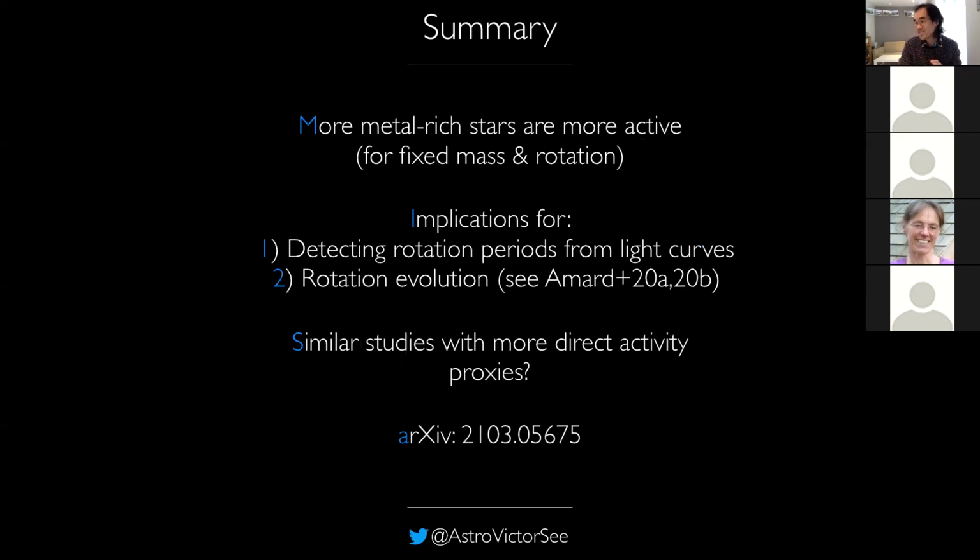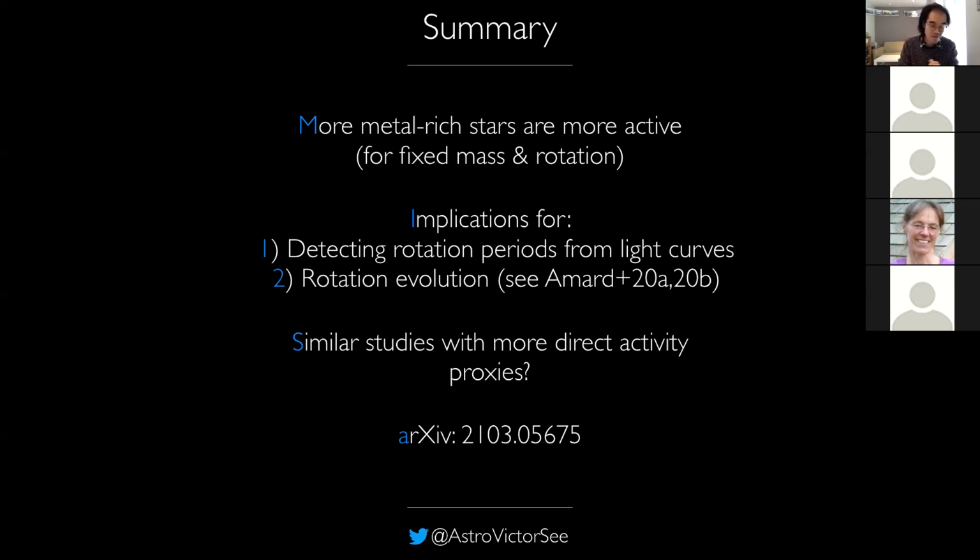So just to summarize, the top level result is that more metal-rich stars are more magnetically active. This has implications for detecting rotation periods from light curves, which I discussed. But this also has implications for long-term rotation evolution. And so Louis Amard, Julia Roquette, and Sean Matt were working on this in these two papers that were published last year. So if that sounds interesting to you, I encourage you to check out those two papers.